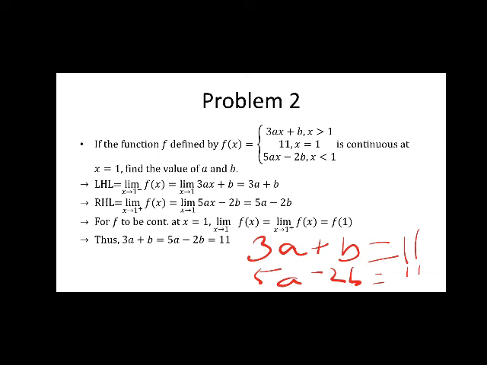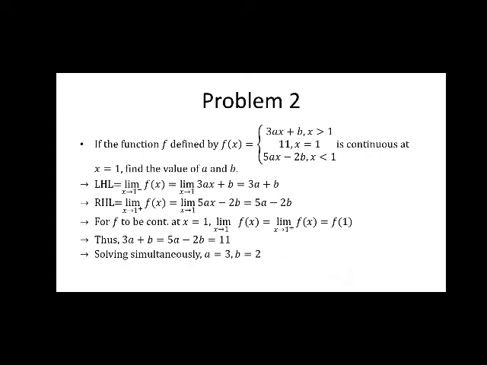So just do your calculation. I haven't done it here, so just do your calculation and check. You get the values of a and b to be 3 and 2. So this is more or less the problem. Always remember that for any branching function, the function will always be continuous in its branches. The only place where the continuity needs to be checked is at its branching point. And whenever we are checking continuity at the branching point, we have to find both the left hand as well as the right hand limit.